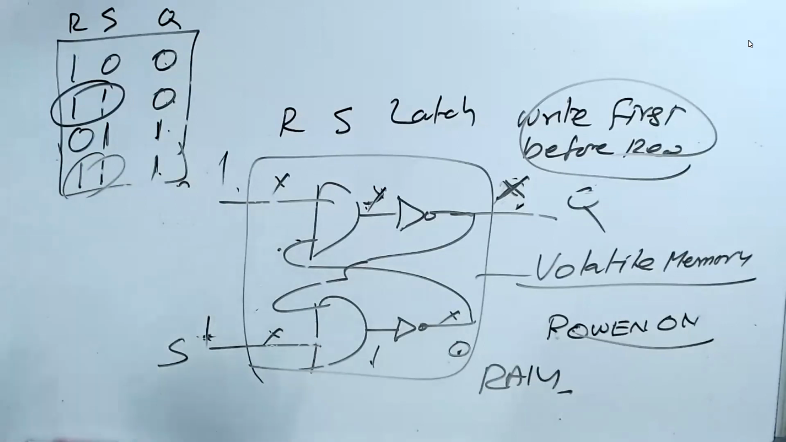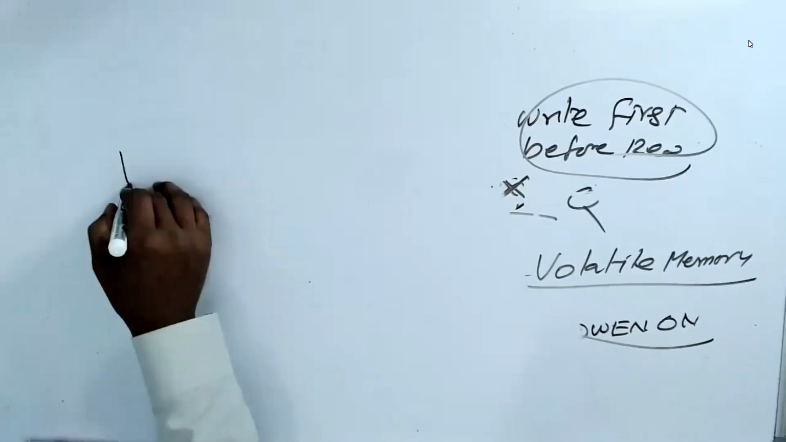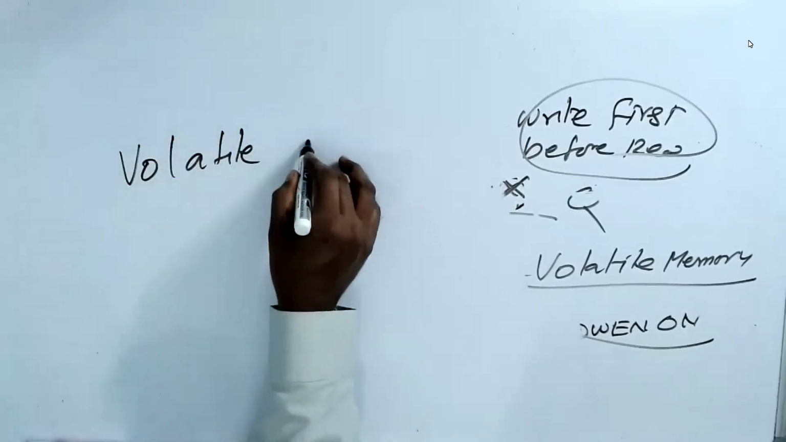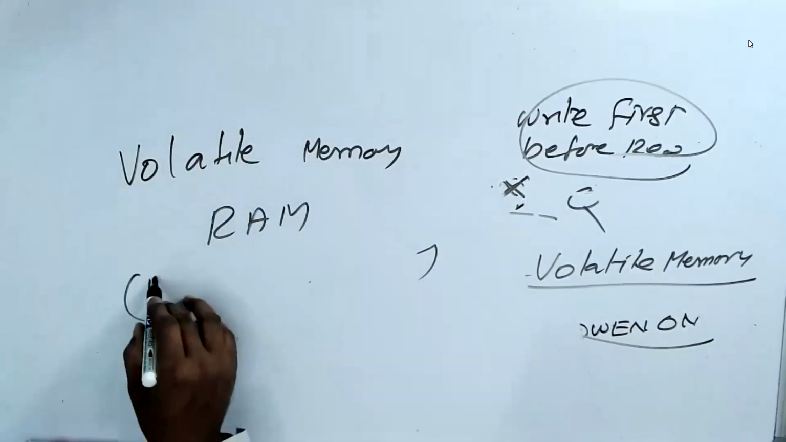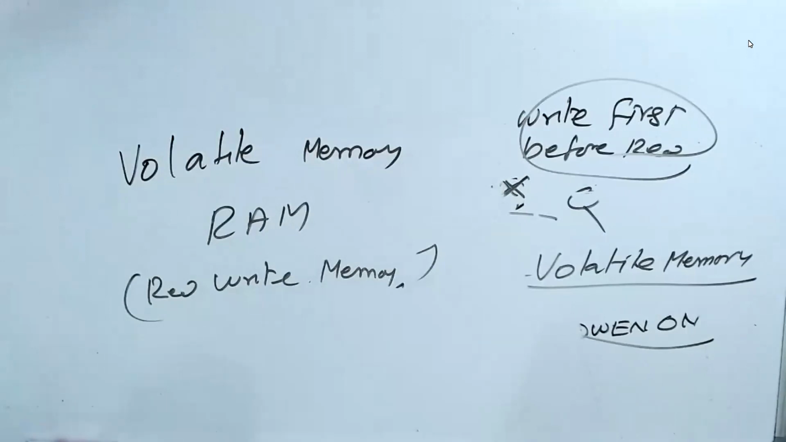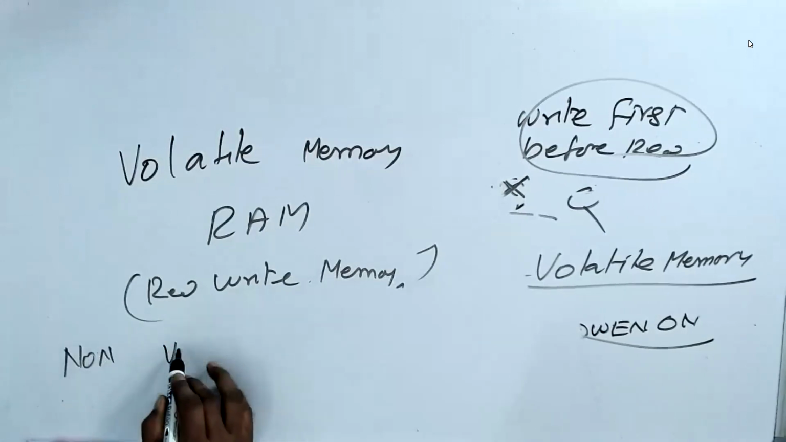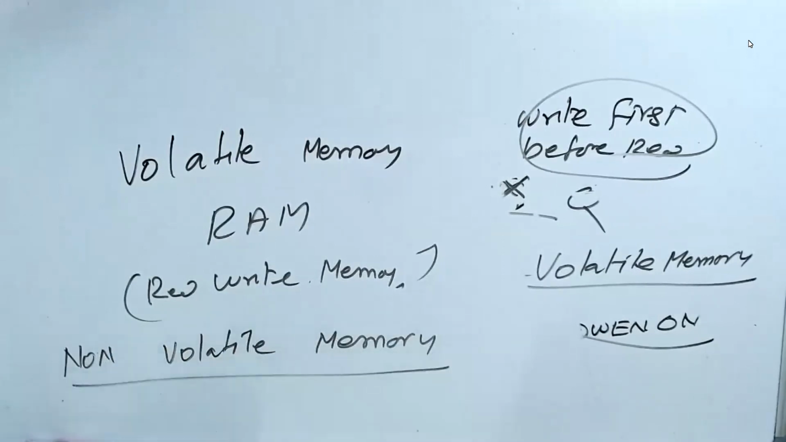Now people are trying to find a memory where things should not be volatile. Understand? Things should not be volatile. So they are trying. There are two types of memories. One is called volatile memory. This is RAM, which is actually read-write memory. The other one is non-volatile memory. This we will discuss after the break.